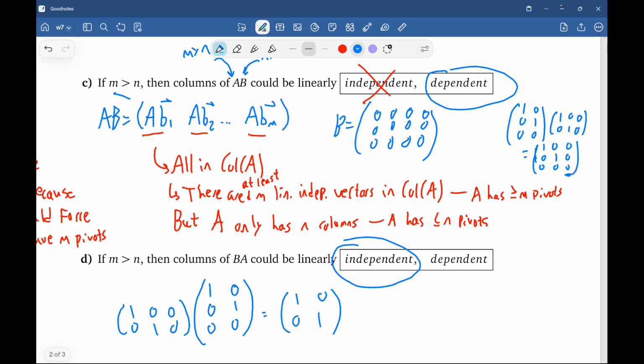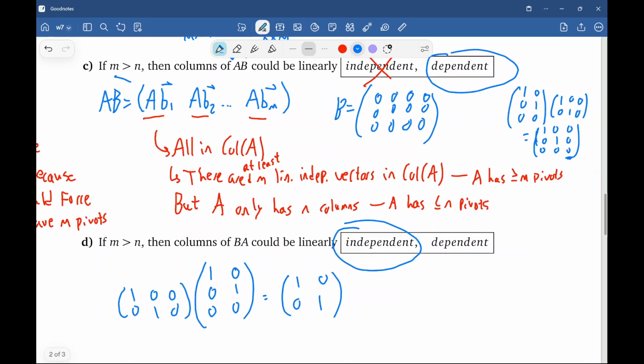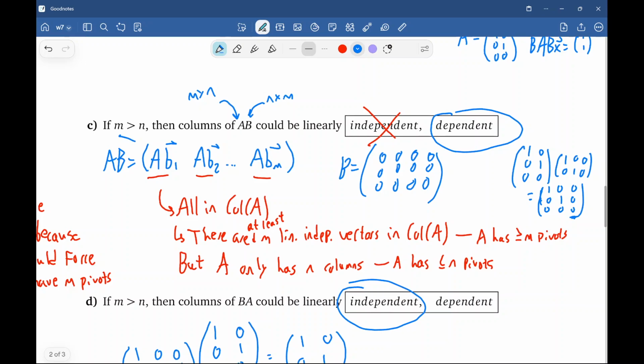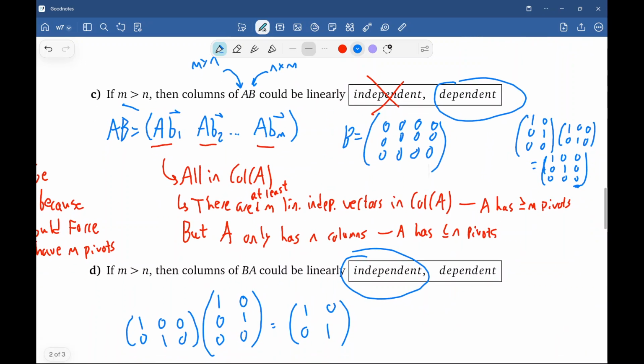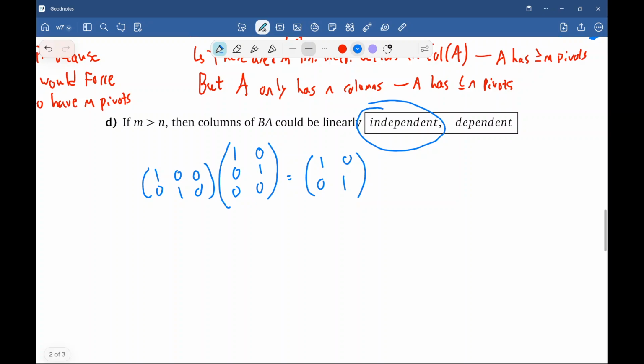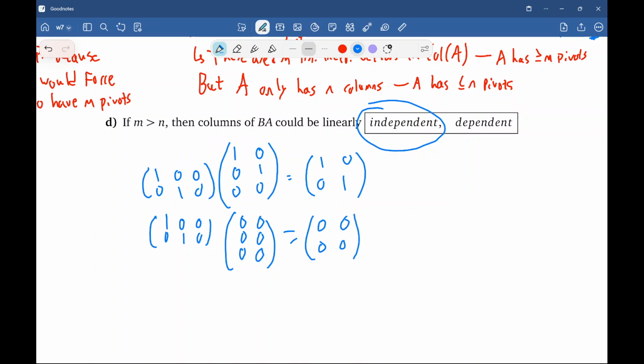So they can be linearly independent. That's fine. We sort of expected that because the order reversed, so we expected that our answer might reverse. However, like I said earlier, it's very easy to get linearly dependent columns. For example, if I do A is this and B is this, this is just all zeros. So it could also be linearly dependent.